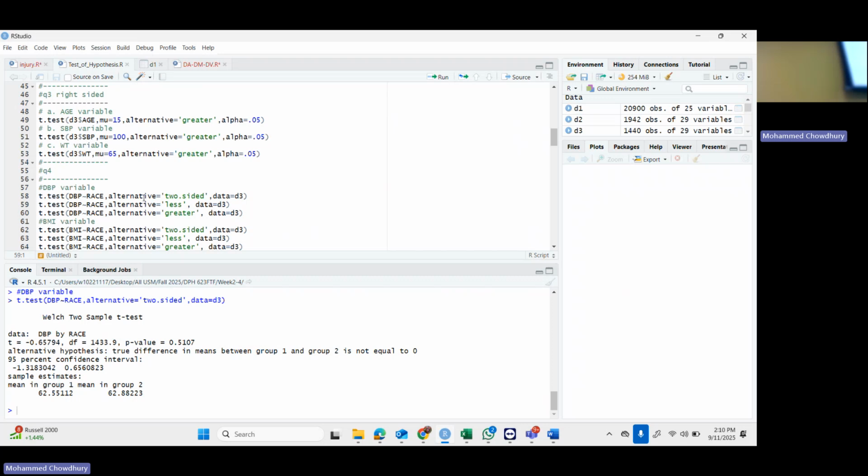Because p value equal to what? Are you seeing the p value equal to 0.5107? The null hypothesis is that diastolic blood pressure for African American and Caucasian is the same. The alternative hypothesis is that they are not the same. So that null hypothesis we failed to reject. We failed to reject the null hypothesis, so that means we accept the null hypothesis. Understand, right? One line of code, right? Are you seeing one line of code?